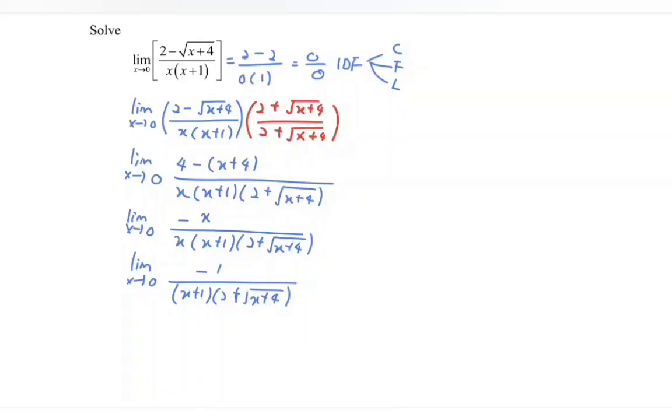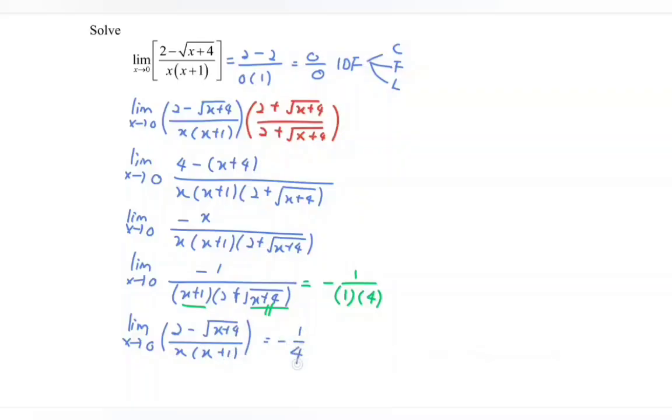So if we substitute 0, then we will have the situation: here we have 1, here we have 4. So we will have negative 1 over, here we have 1 multiplied by the square root of 4, which is 2. 2 plus 2, then we have 4. So the limit as x approaches 0 for the function (2 minus the square root of x plus 4) over x multiplied by (x plus 1), the value of y will be approaching negative 1 over 4.